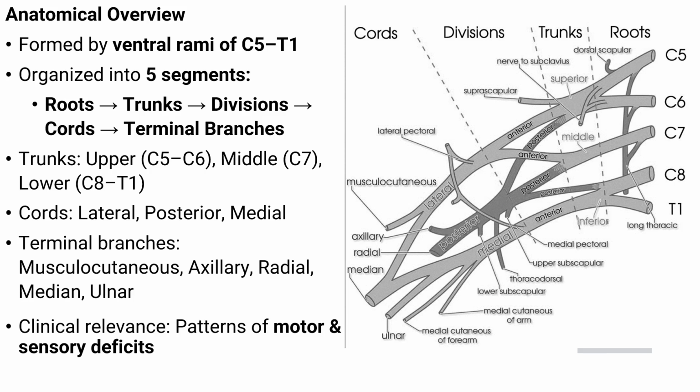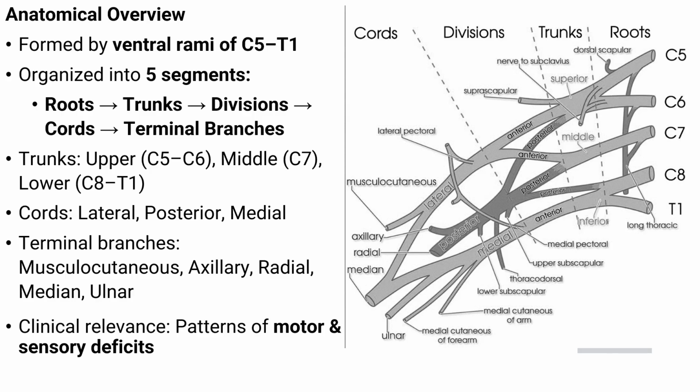The brachial plexus starts with the roots from C5 to T1, which merge to form the superior, middle, and inferior trunks. Each trunk then splits into anterior and posterior divisions, which regroup into three cords: lateral, posterior, and medial. Finally, these cords give rise to the terminal branches that control the muscles and skin of the arm, including the musculocutaneous, axillary, radial, median, and ulnar nerves.